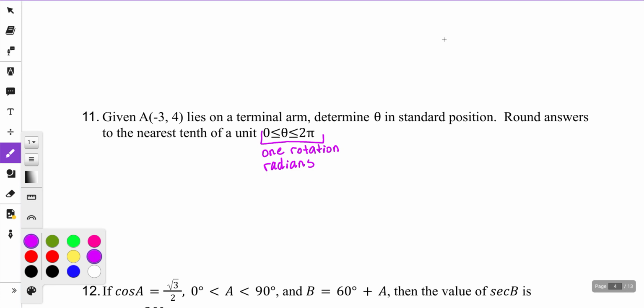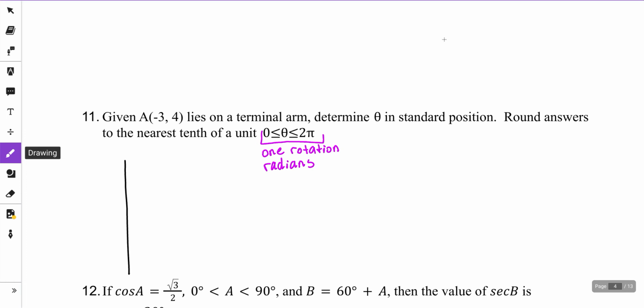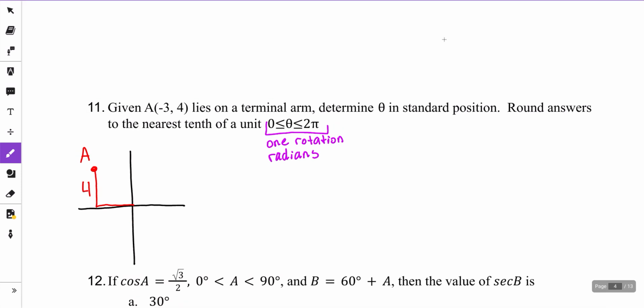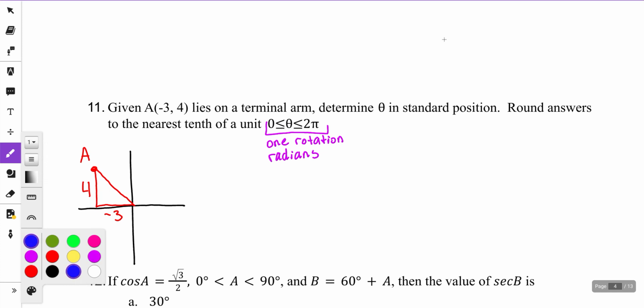Alright, with all of our trig questions, we're sketching, right? So let's sketch this out. I got point A, it's at negative 3, 4, so it's somewhere up here. I can sketch that little triangle if I want. Don't know if it's going to help or not, but typically it's a good habit to sketch it. Alright, given: point A lies on a terminal arm. I've sketched that. Determine, this is what I'm looking for. Theta in standard position.